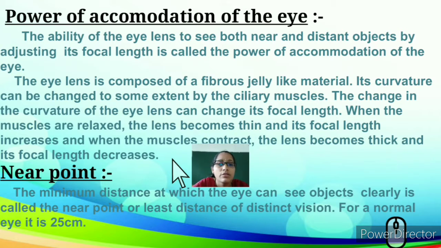It might be from near to far off. The minimum distance of 25 centimeters is known as the near point. The normal eye vision is at a distance of 25 centimeters.